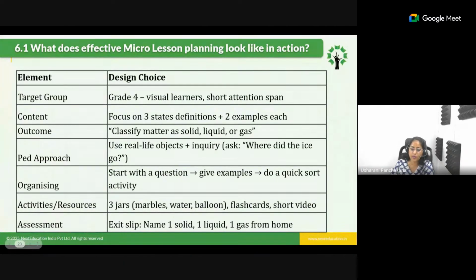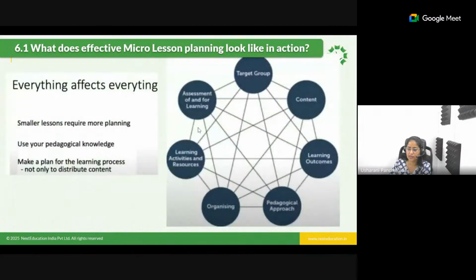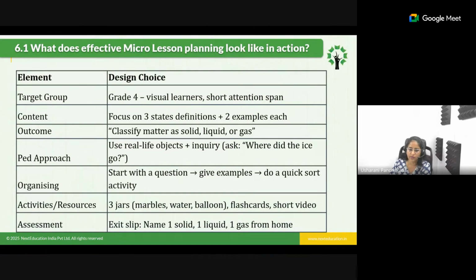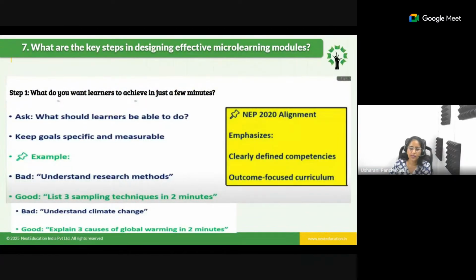Now coming to the next one, activities or resources, where you are given this event. And assessment is where they need to identify 1 solid, 1 liquid and 1 gas from the home. Whatever materials they see at home, they need to identify and write down. So this is how we have seen whether the web we made using the MACVISE approach has been implemented properly or not, which is what you are going to double cross-check. Next.